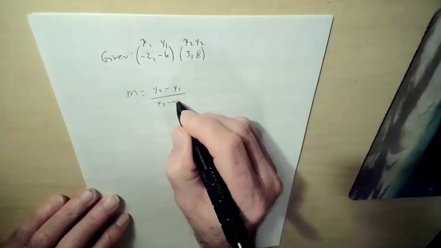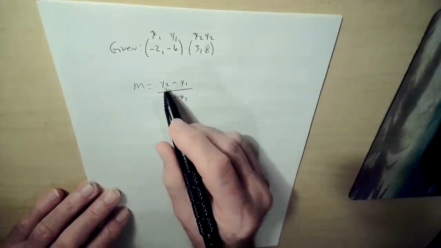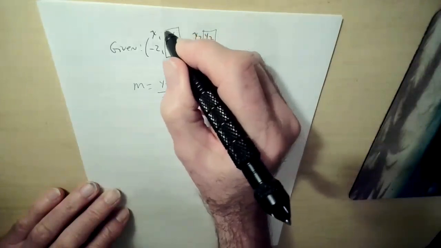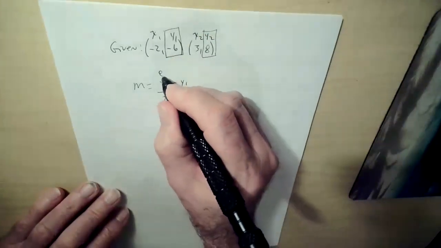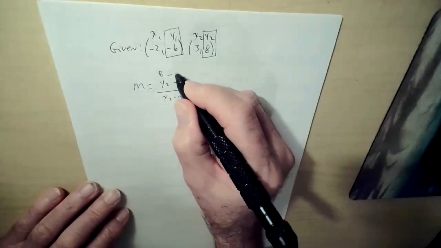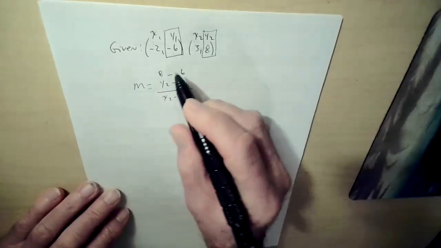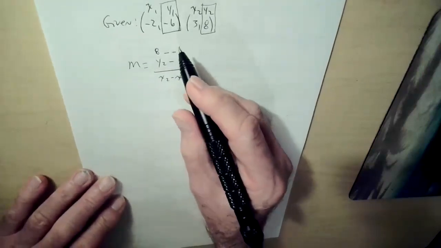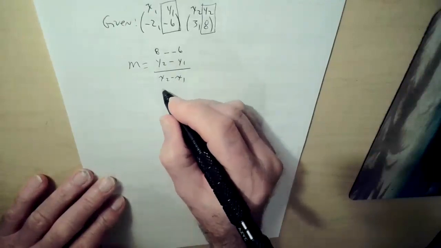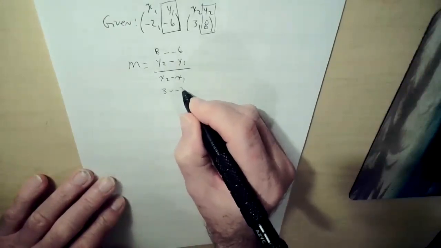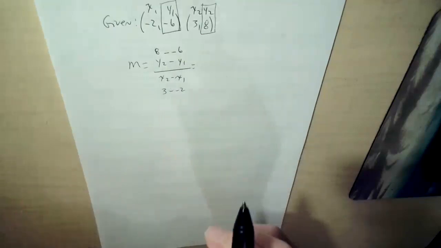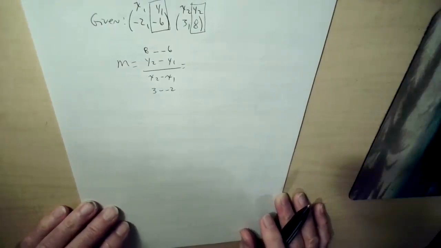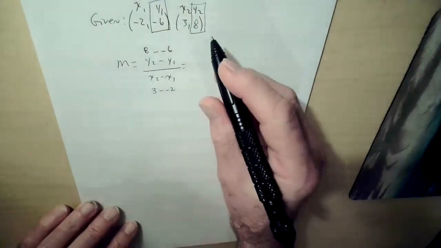X1, Y1, X2, Y2. Slope equals Y2 minus Y1 over X2 minus X1. Now Y2 is 8. Y1 is -6. So we have 8 minus -6. Minus or minus. And like I said, this is about as difficult as these get. It's really not that hard. X2 is 3 minus -2.